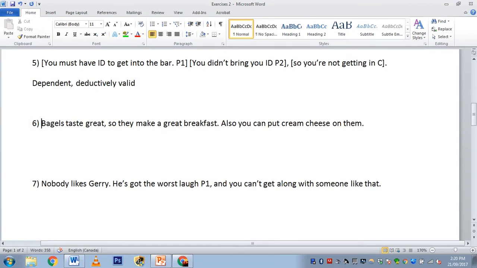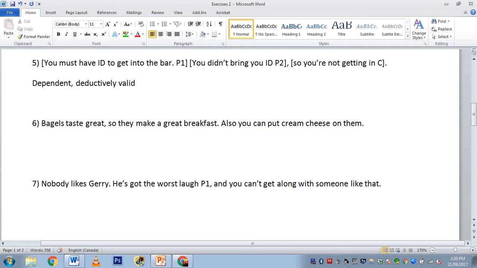Okay, from the lofty heights to bagels. Bagels taste great, so they make a great breakfast. Also, you can put cream cheese on them. What's the conclusion of this argument? I think it's they make a great breakfast.